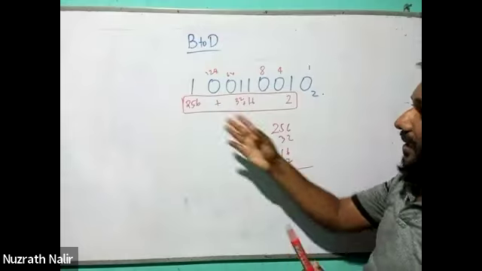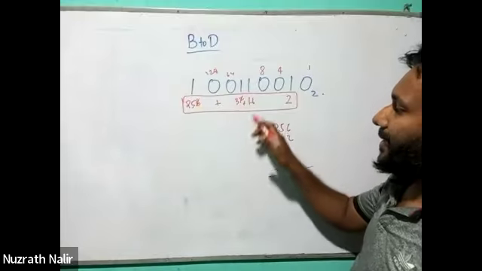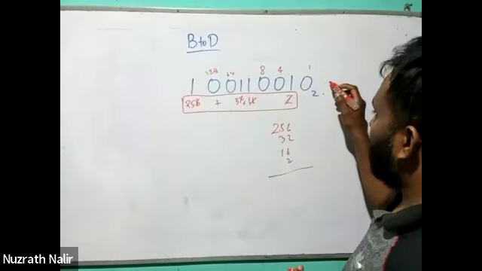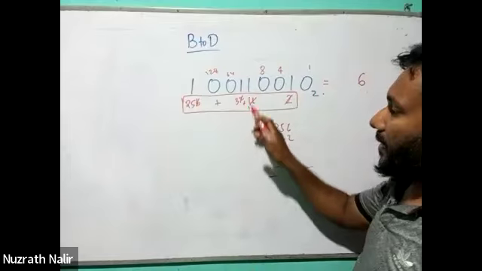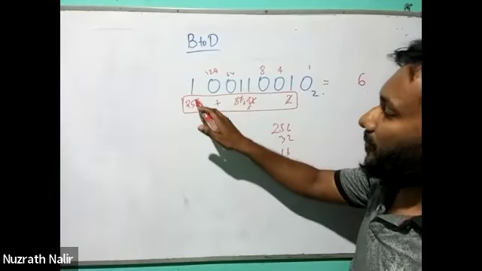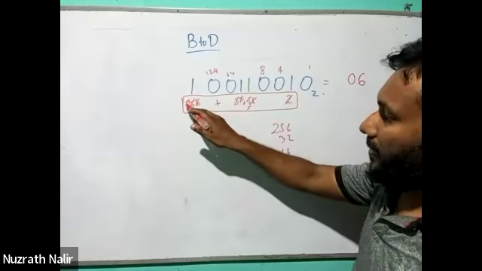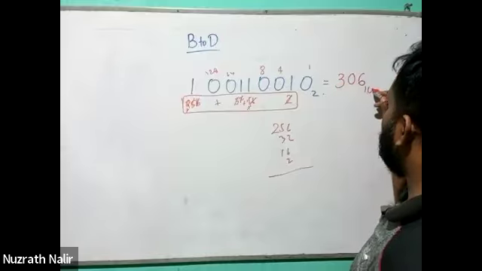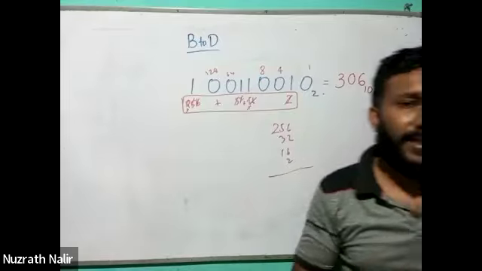I don't want to use it again. 6 plus 2, 8. 8 plus 2, 10. 10 plus 16, 26. Then 6, 1 balance. Then 1 plus 1 is equal to 2. 2 plus 3 is equal to 5. 5 plus 5 is equal to 10. 0, 1 balance. 2 plus 1 is equal to 3. 316. Is this clear, my dear student?